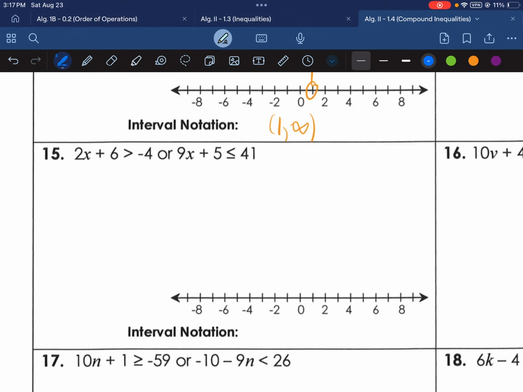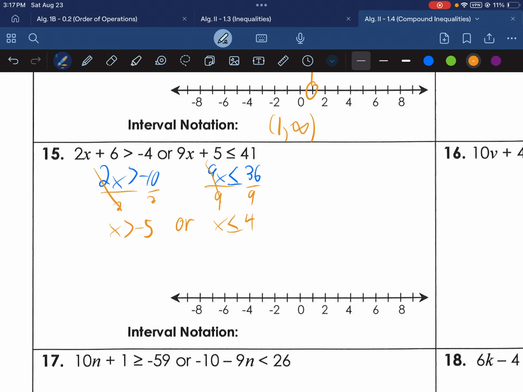Number 15 here. I'm going to work on the one on the left first by subtracting 6 from both sides and get 2x is greater than negative 10. Divide by 2, and x is greater than negative 5. Working on my other one, I subtract 5 and get 9x is less than or equal to 36. Then divide both sides by 9, and x is less than or equal to 4.